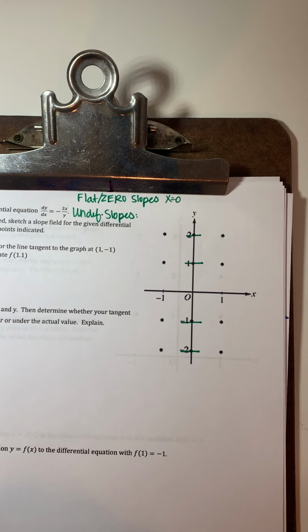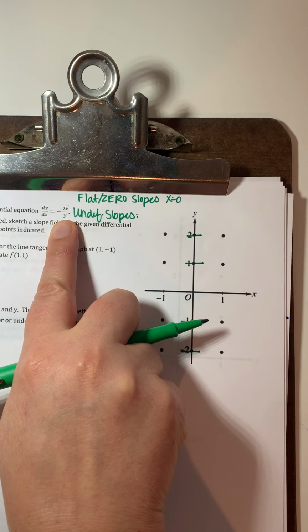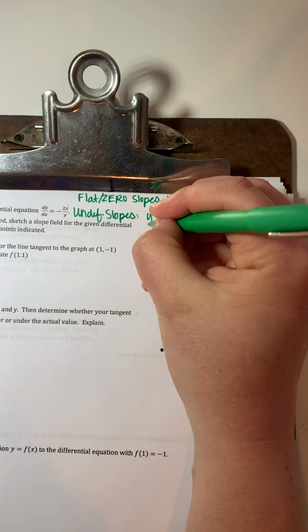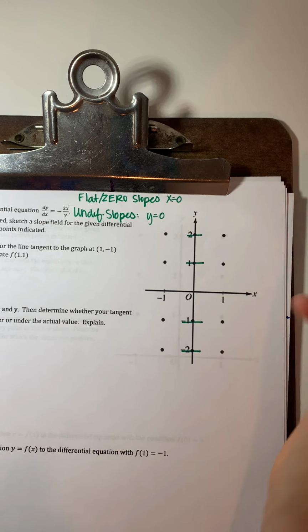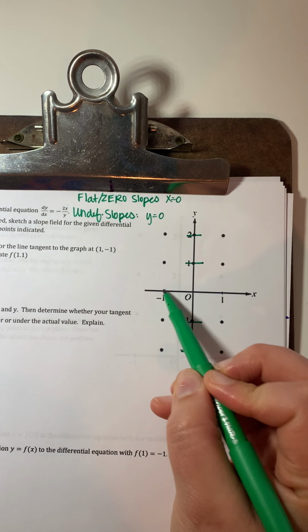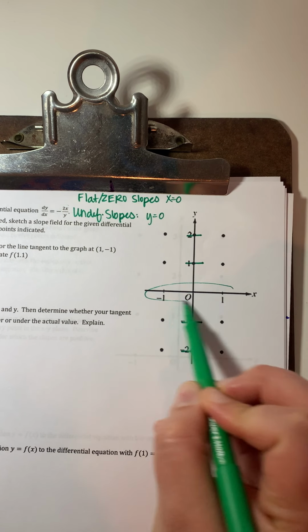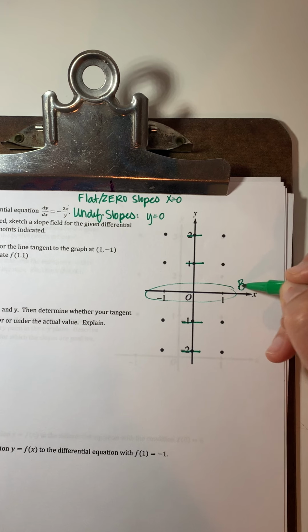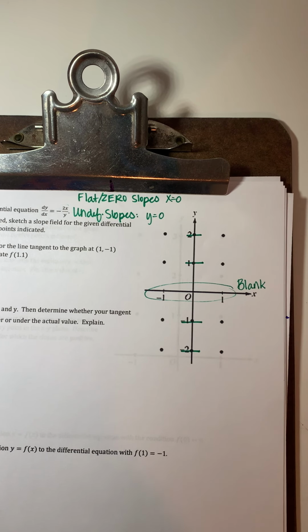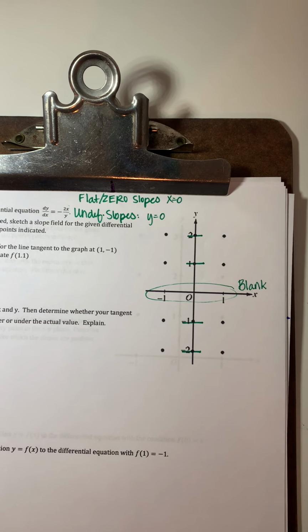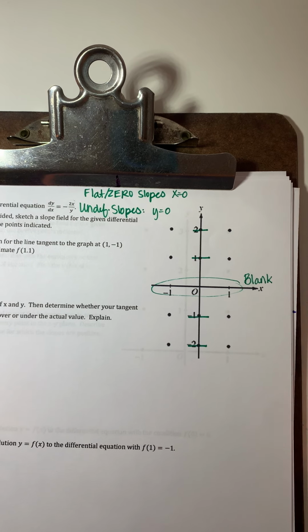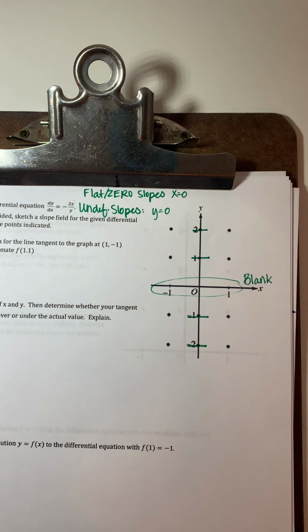Okay, what will make this undefined? Well, if I have a y on the bottom, that means that if y is zero, I need to leave that blank. So notice all three of these points here are blank for a reason. They're blank because I cannot find the slope at those values without getting a divide by zero, which is obviously not allowed. Okay? So from there, all I have to do is plug in the remaining points, sketch an appropriate slope.